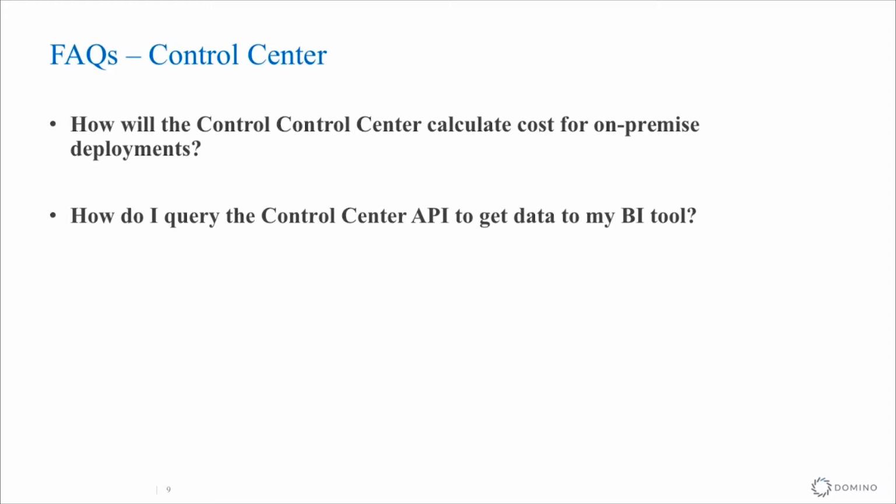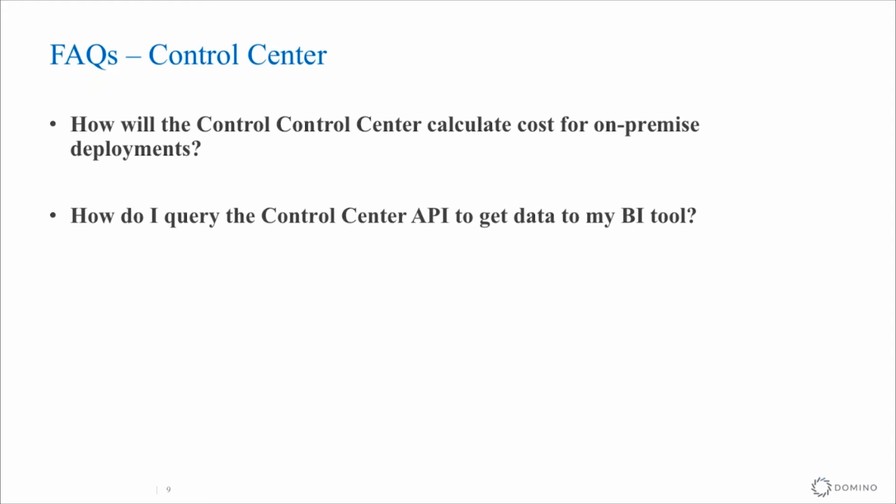So one question we received about the control center is how is it going to deal with calculating costs for on-premise deployments? Instead of deploying into cloud, many of our customers have Domino installed onto bare metal. In those situations, there are obviously no variable costs to calculate. However, the cost is actually controlled in Domino 3.0 by a setting in your admin settings. I'll show that in a sec.